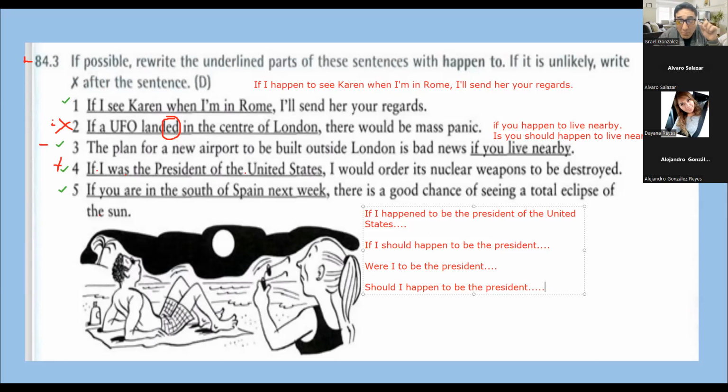Should I happen to be the president of the United States someday in my life, I would order, I don't know, I would order to stop the economic blockage to Cuba and Venezuela. I would do it. But I am not. Maybe people love me and they would want me to be the president. Okay, what about number 5, Alvaro?